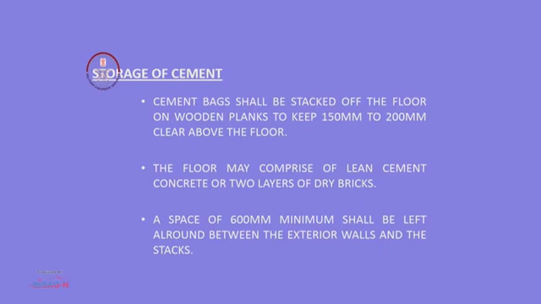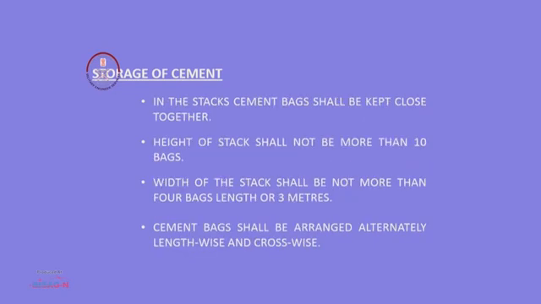Second important point, a space of 600 mm shall be left around the exterior wall and the cement stack. This is to avoid moisture and wetness coming inside. For an individual stack of cement, we have to see that bags are placed as close as possible, so that in the stack moisture may not enter.